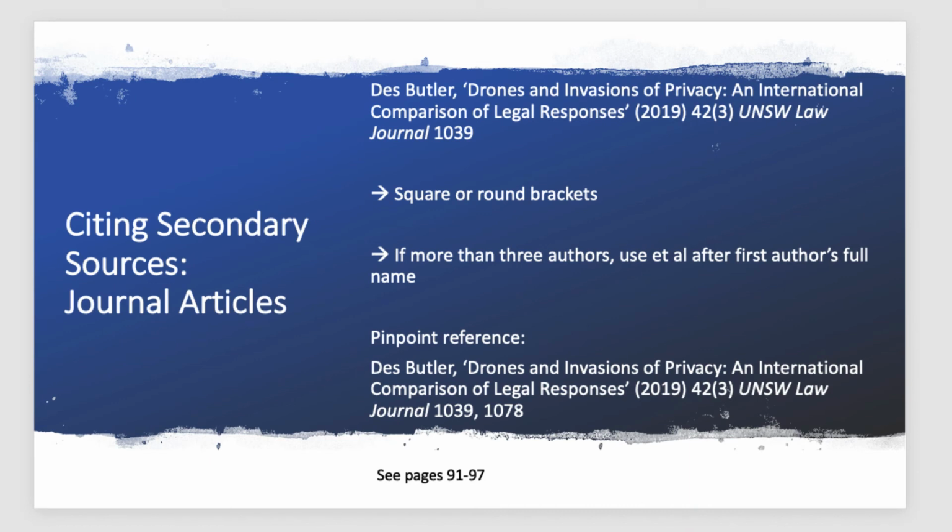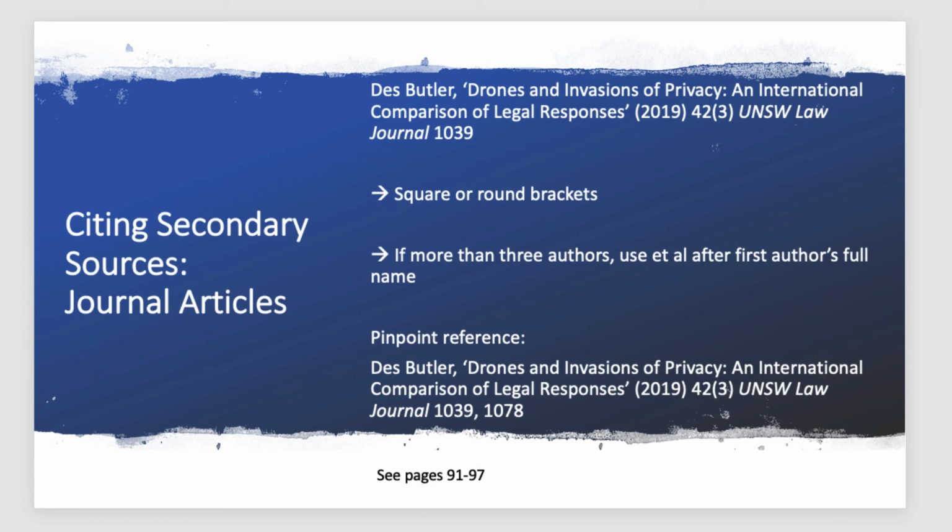Looking at more secondary sources, this time journal articles, you can see that they look a little different to books, although there are also some similarities. The thing that appears first is the author's full name as it appears on the source, so with the first name and then the last name followed by a comma, and the rules about where there are more than 3 authors apply equally here to journal articles as they do to books. So where there's more than 3 authors, we would use 'et al' after the first author's full name.